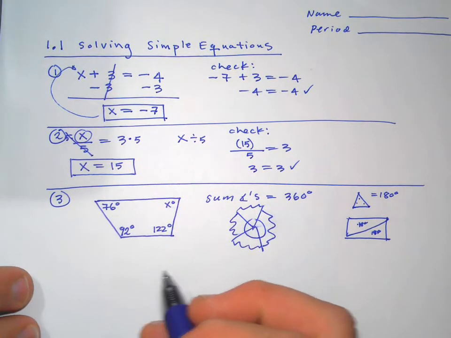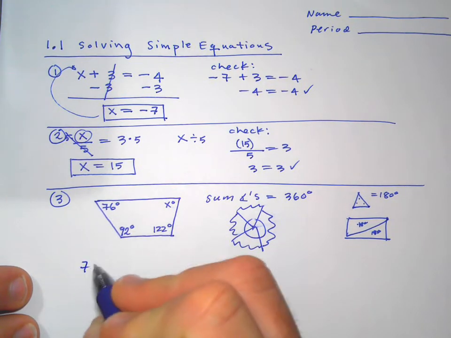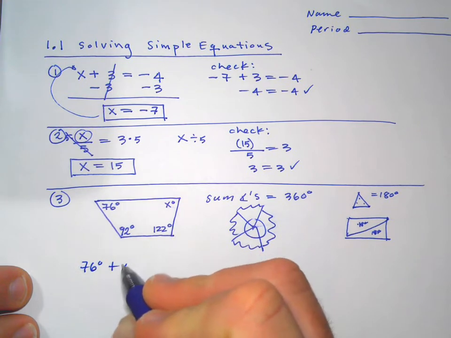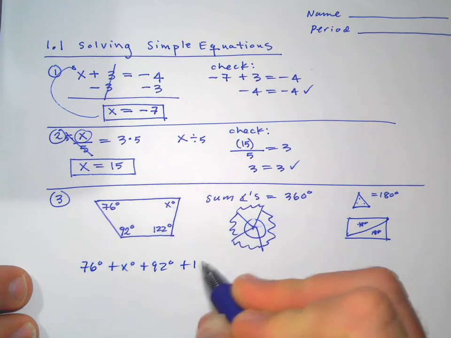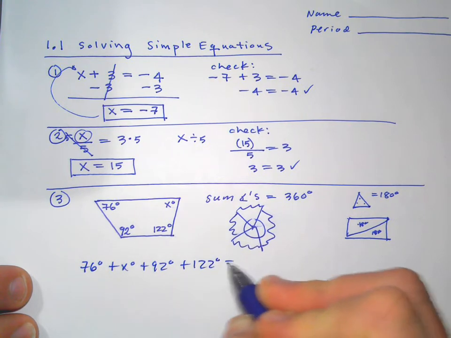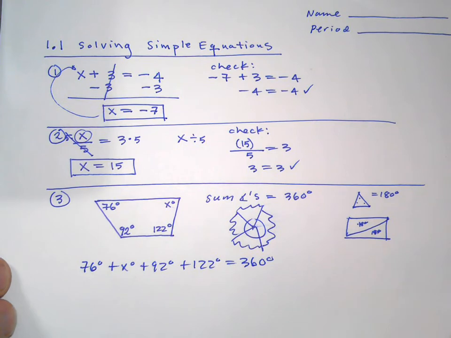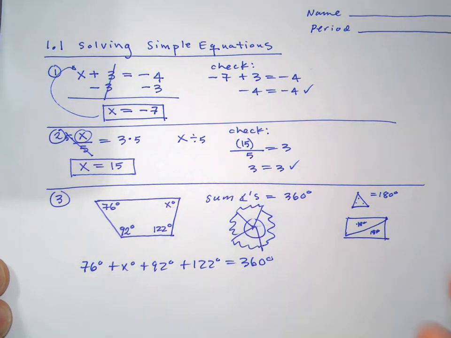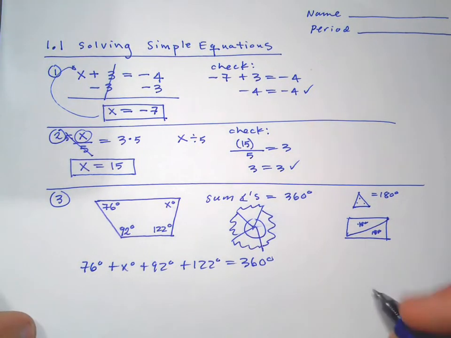And you'll write that the sum of these angles, you write 76 degrees plus x degrees plus 92 degrees plus 122 degrees adds up to 360 degrees. So this problem, we have to create our own equation at the beginning. Now the order that you write these on the left side doesn't matter. In fact, you can write these on the right side if you want, write the 360 on the left. With equations, you can flip both sides.